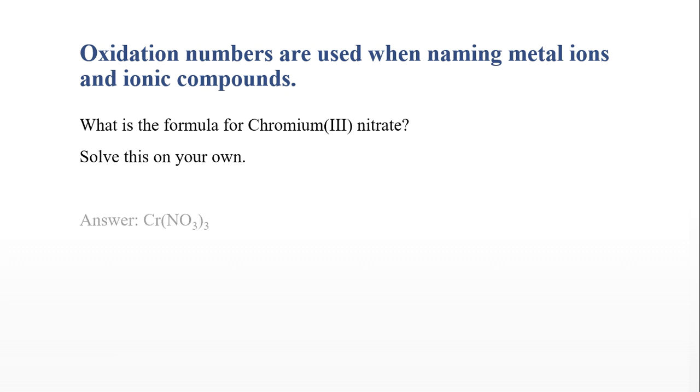All right, here's your answer. Chromium is a 3+ based on the name here. Then each nitrate will have a minus 1, so then you need 3 of those.